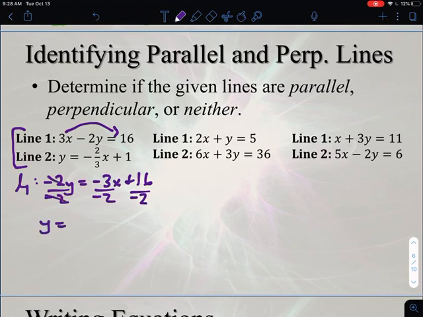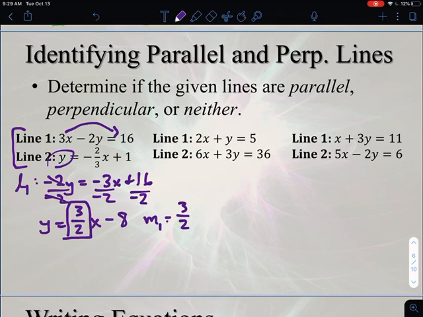And when I do that, my -2's here cancel, so I get y. -3 over -2, the negatives cancel out, so I get +3 over 2x. I leave it in fraction form, and then 16 divided by -2 gives me -8. So here is the equation for line 1. That means my slope is that number attached to x. So the slope of line 1 is +3 over 2.